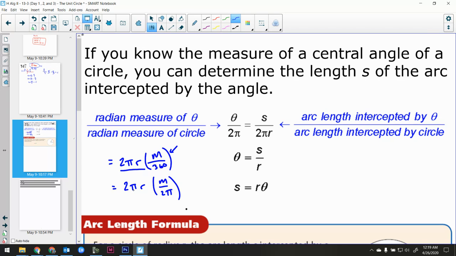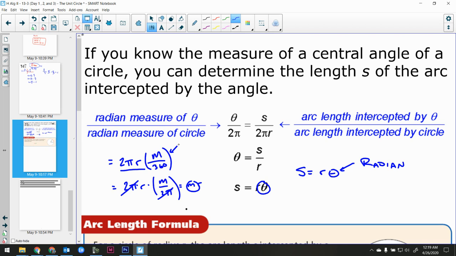Now think about what I've got here. This is all just multiplication in the end, right? That's in the denominator. That's in the numerator. M, R, but we don't use M as an angle measure. We use theta as an angle measure. So my arc length is going to be equal to R times theta if that is in radian measure.